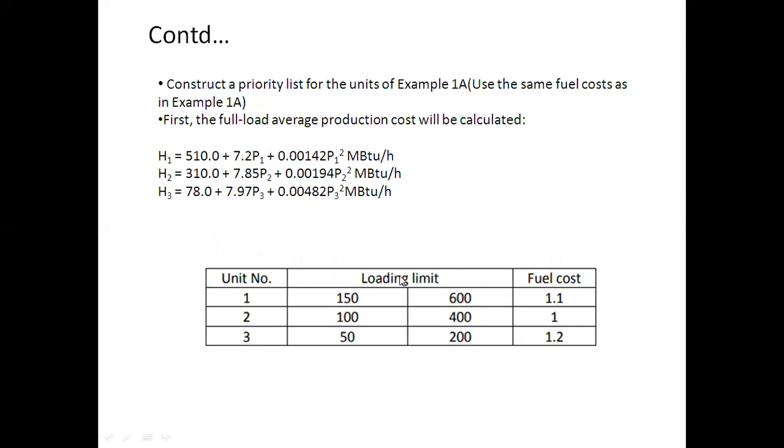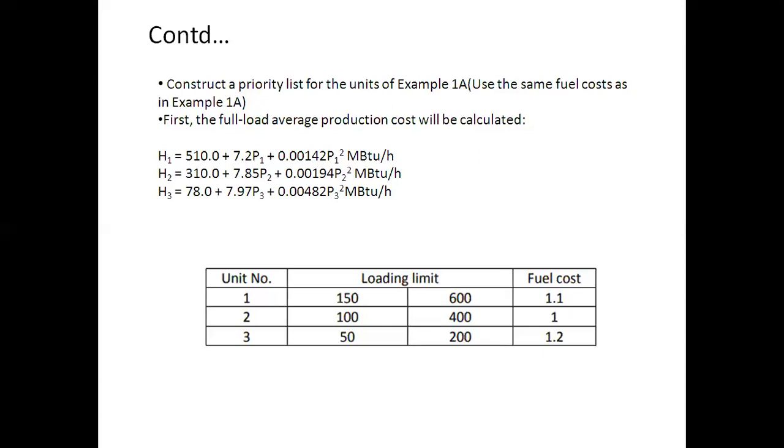The loading limit, that is the minimum load for unit 1, is 150 megawatt and maximum is 600 megawatt. For unit 2 it is 100 megawatt and 400 megawatt. For unit 3 it is 50 megawatt and 200 megawatt, and the corresponding fuel costs are 1.1, 1, and 1.2, where H1, H2, and H3 are the net heat rate.